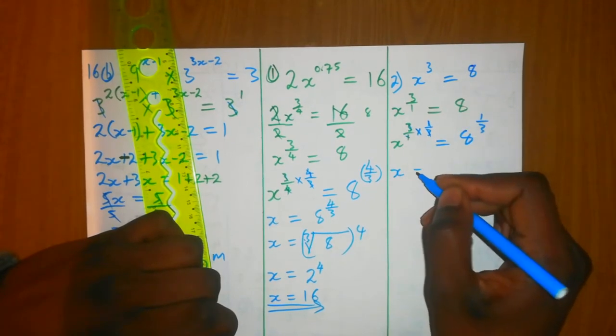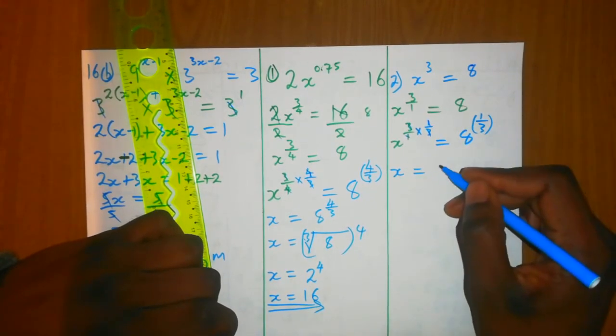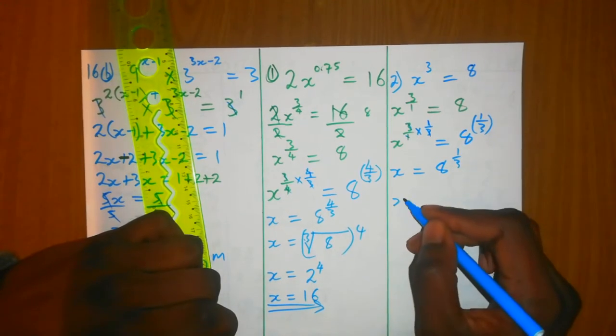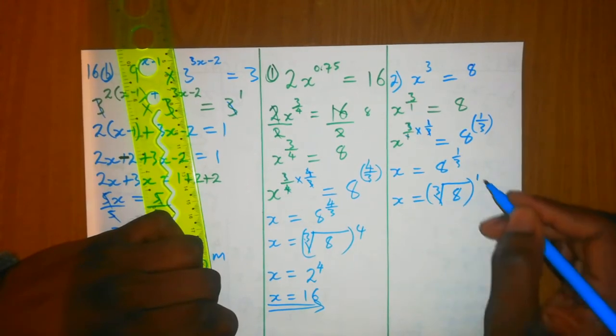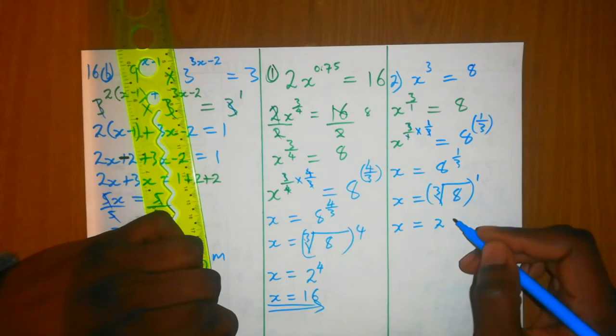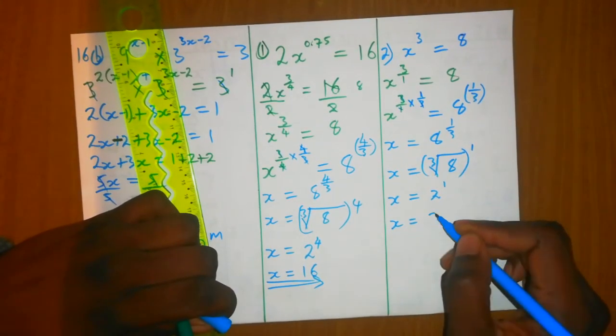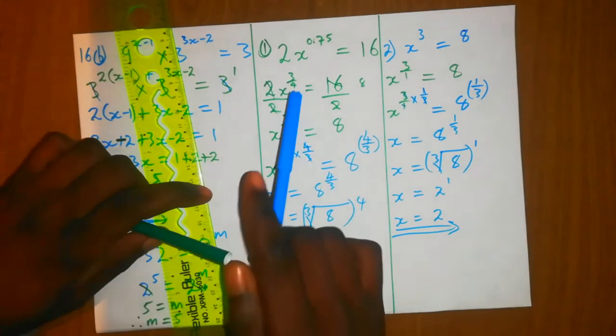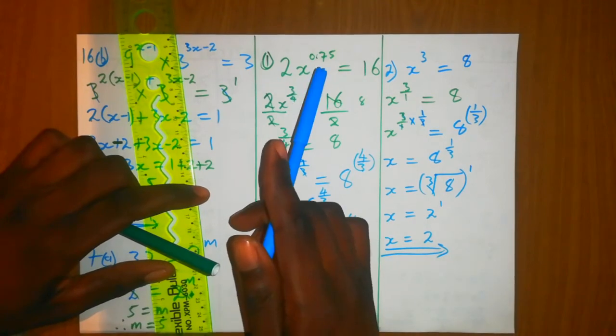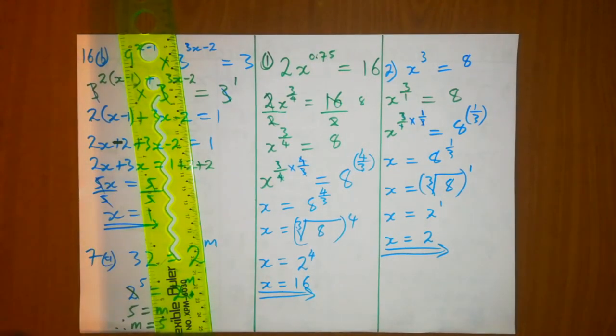So it's now x is equal to 8 to the power of 1/3. Then I'm going to apply my laws of indices here: the cube root of 8 to the power of 1. So my x is equal to 2. That is my answer. So I think you have seen we've got miscellaneous equations that appear in the form of decimals. Some might require you to first divide. That is the last concept of miscellaneous equations.